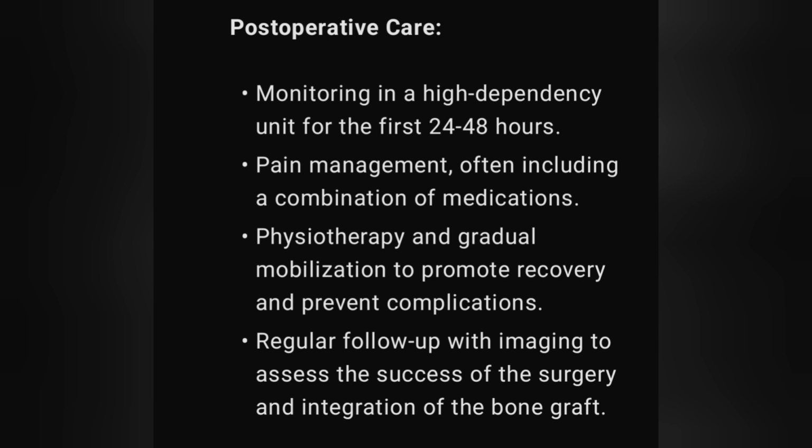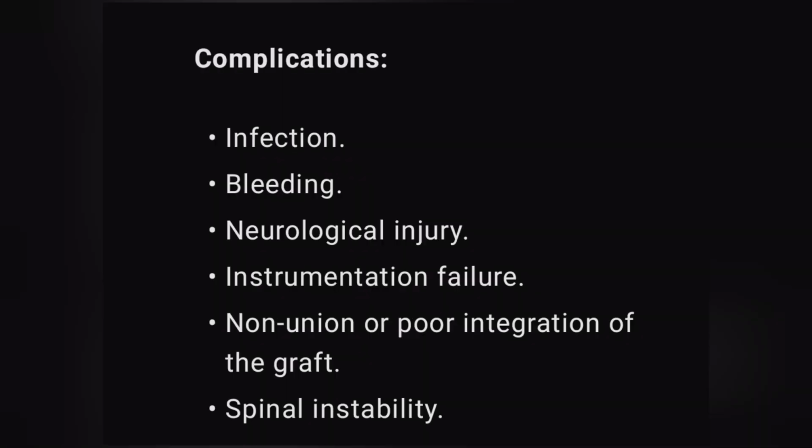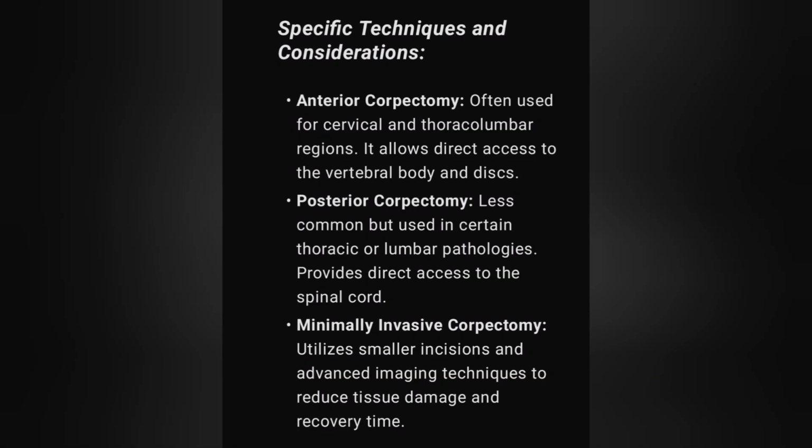Lastly, let's talk about the specific techniques and considerations. Depending on the location of the pathology and patient's anatomy, different approaches can be used. Anterior corpectomy and posterior corpectomy. Anterior corpectomy, often used for cervical and thoracolumbar regions, providing direct access to the vertebral body and discs. Posterior corpectomy, less common but used in certain thoracic and lumbar pathologies, offering direct access to the spinal cord.